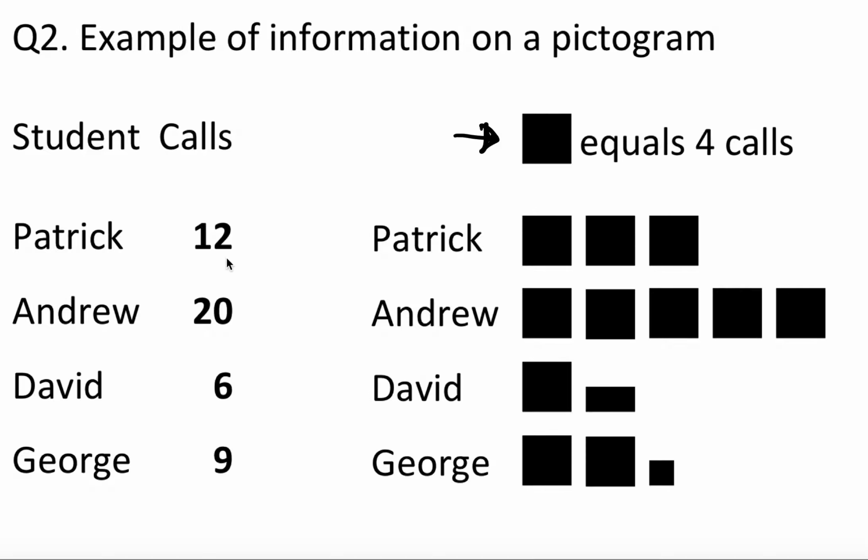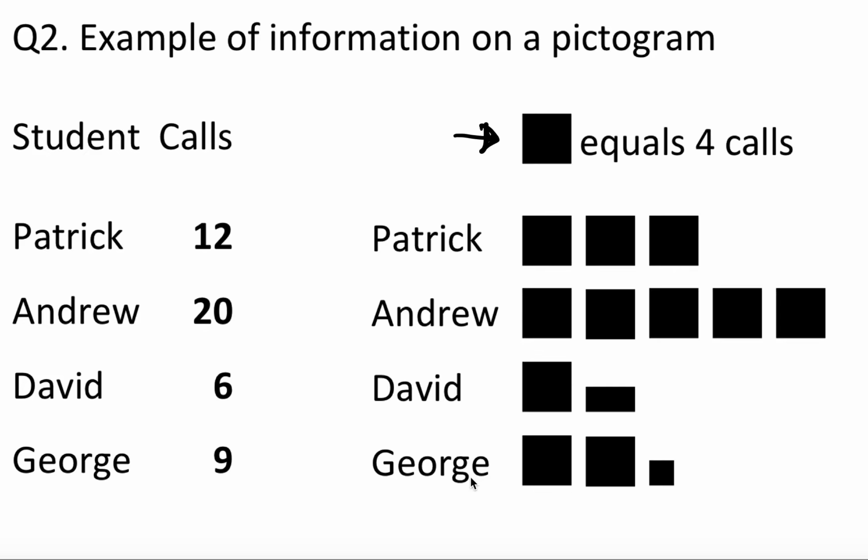And Patrick, he had 12 calls, so he's got 3 cubes. Andrew, who had received a lot more calls, he's got 5 cubes. Each cube representing 4 calls would be 20. David, he didn't seem to get many calls. He's not so popular. He only got 6, so he's only got 1.5 cubes.